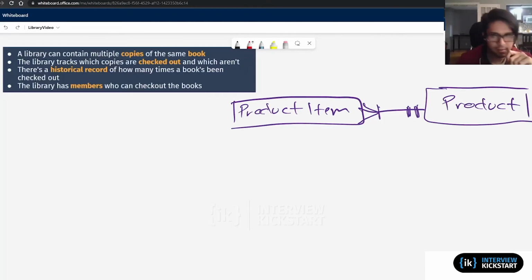Okay, and then going down the list, library tracks copies which are checked out. So checked outs are the transactions that we were talking about occurring, but we can honestly just call them checkouts. So let's call it item checkouts.